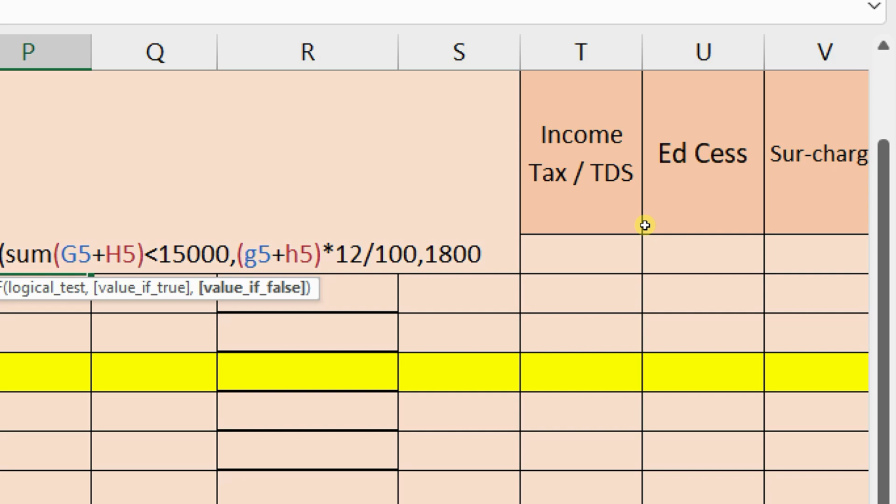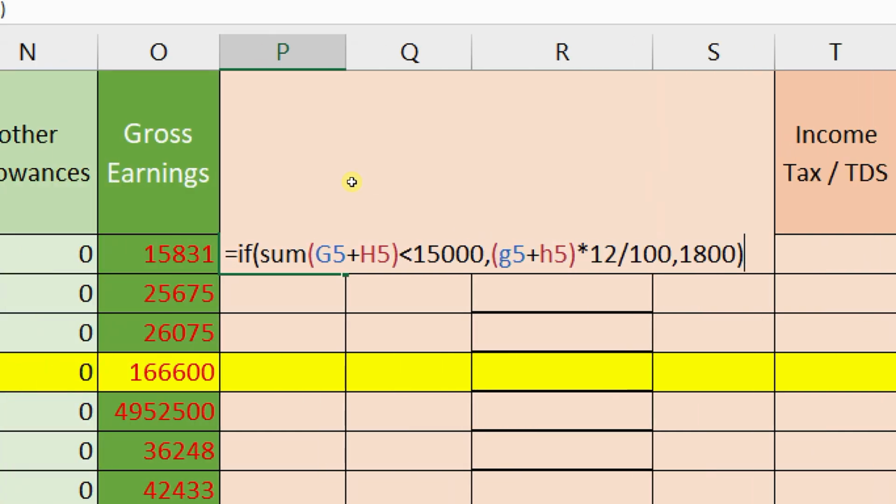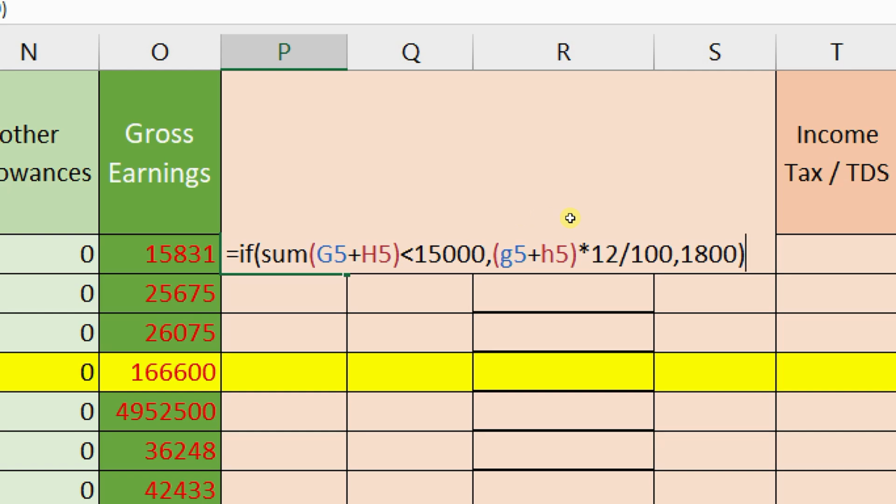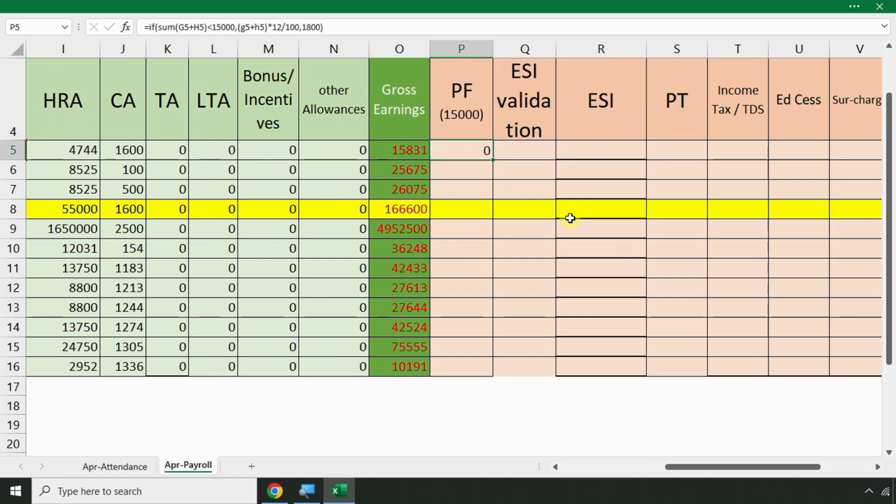Why 1800? On 15,000, 12% is 1800. So that's the reason I'm directly giving the result of 1800. Understood? If basic plus DA is less than 15,000, on the total basic plus DA give 12%. If it is more than that, give me what only? 1800. So the result will be 1800 or less than 1800.